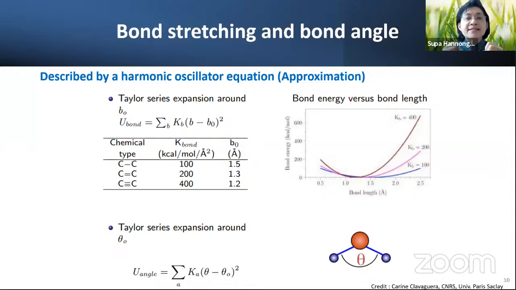The most is that the C triple bond force constant is the highest. So this is the feeling that force constant can represent the structure and can represent their properties, the structure and properties relationship. And you can see that for a C single bond, you can have a bond equilibrium of about 1.5 angstrom, for a double bond 1.3, and for a C triple bond 1.2.